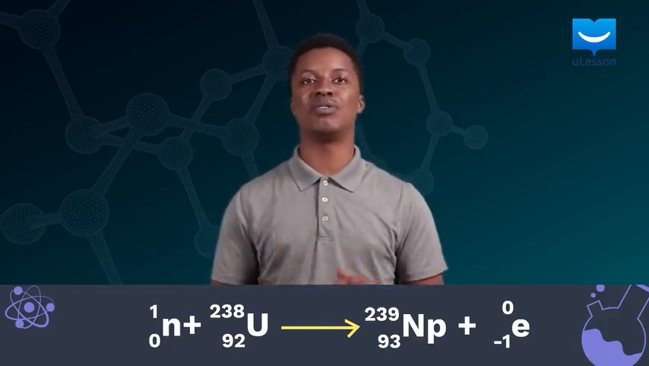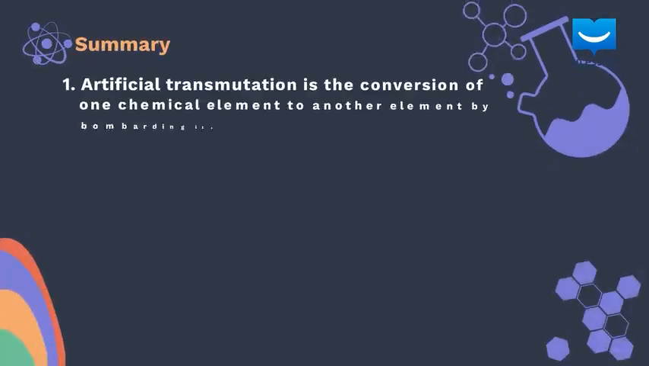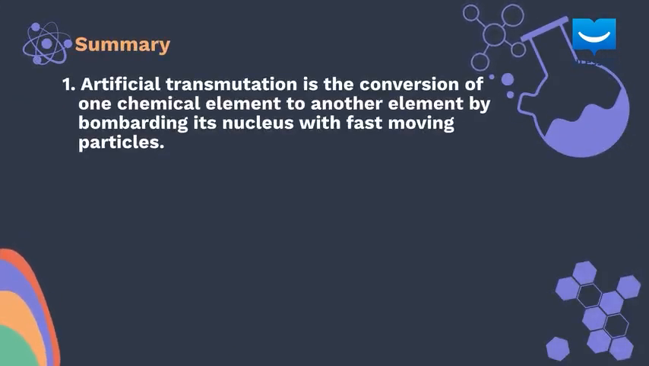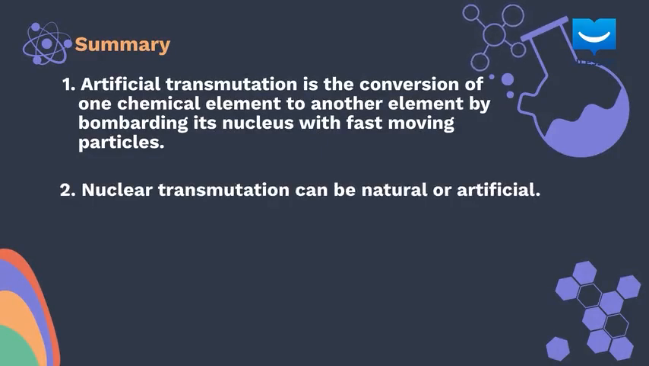Here is a quick recap of what we've discussed. Artificial transmutation is the conversion of one chemical element to another by bombarding its nucleus with fast-moving particles. Nuclear transmutation can be natural or artificial.